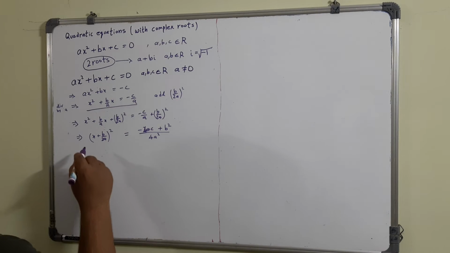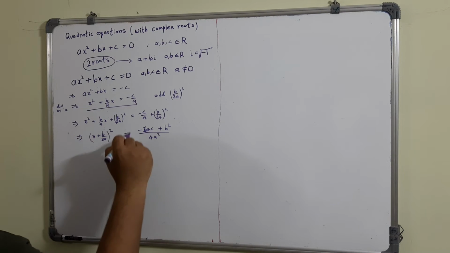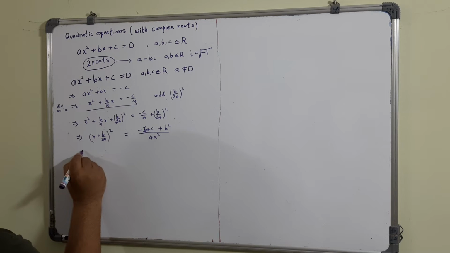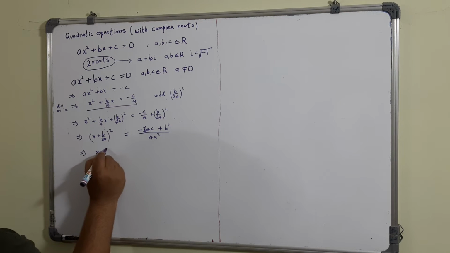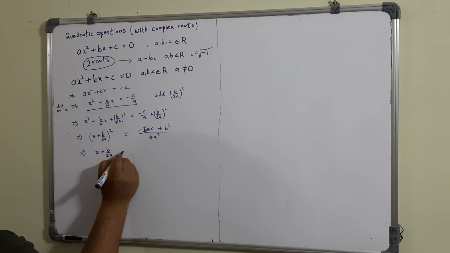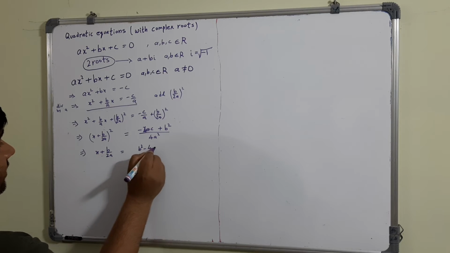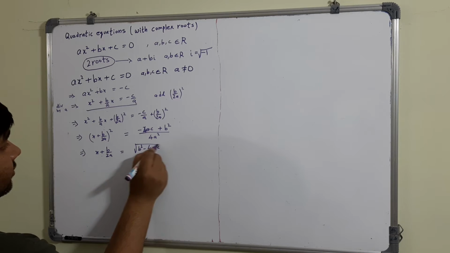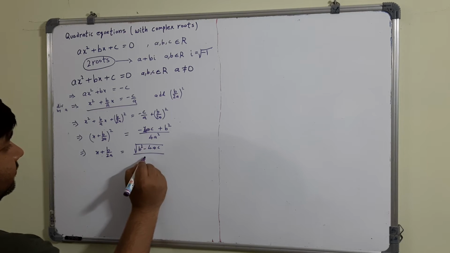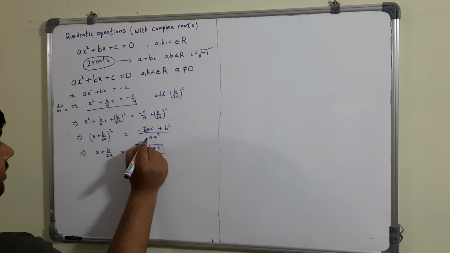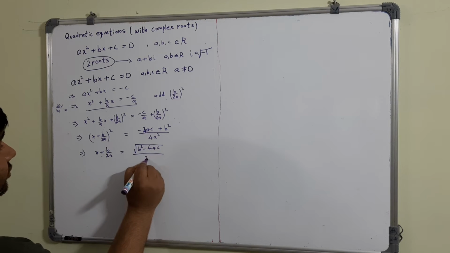Now we will take the square root on both sides. This will become x plus b by 2a equals the square root of b squared minus 4ac, divided by the square root of 4a squared, that is 2a.